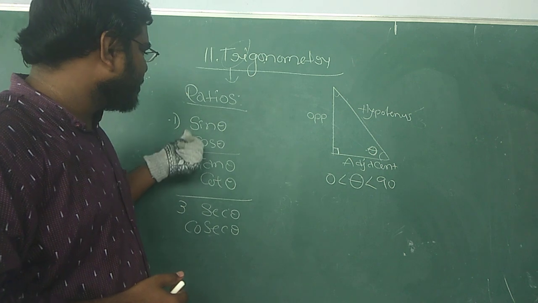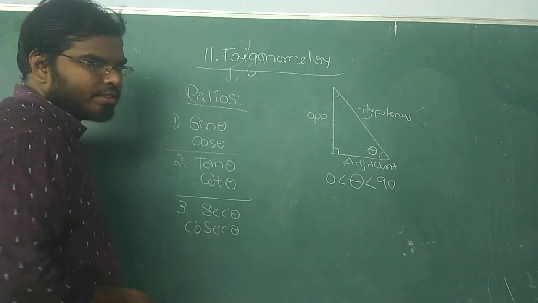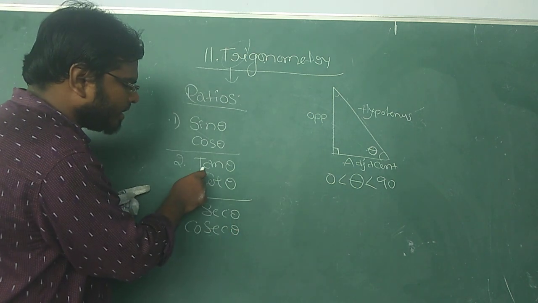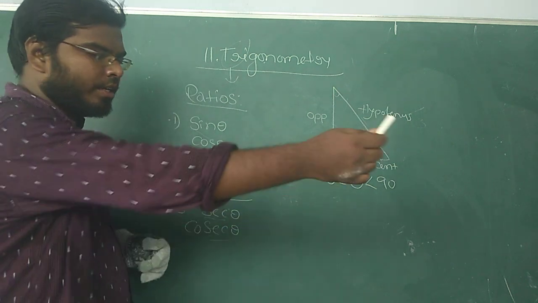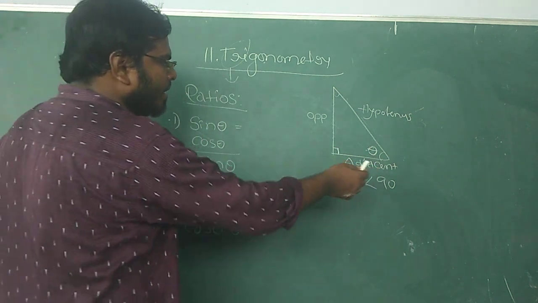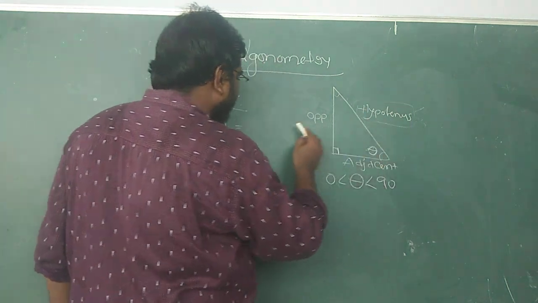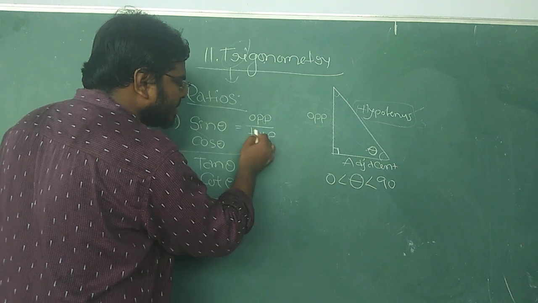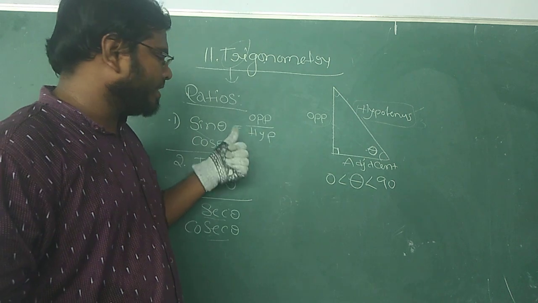The first group is sin theta and cos theta, starting with s and ending with s. That's why sin and cos. The next is tan theta, cot theta, TT is there. The next is sec, cosec. Now listen here. When we are using sin theta, the opposite side by hypotenuse is sin theta.